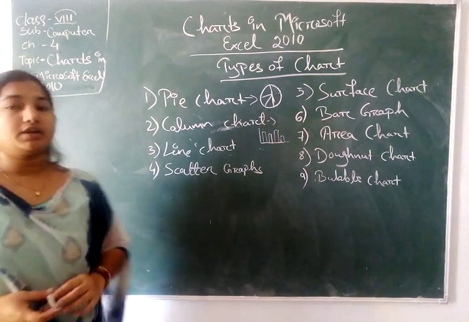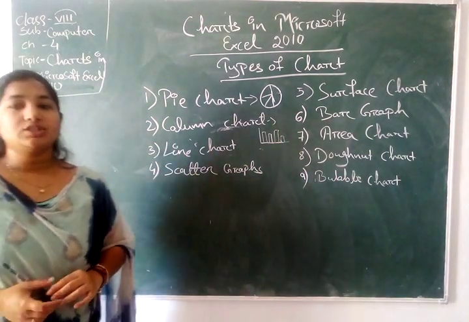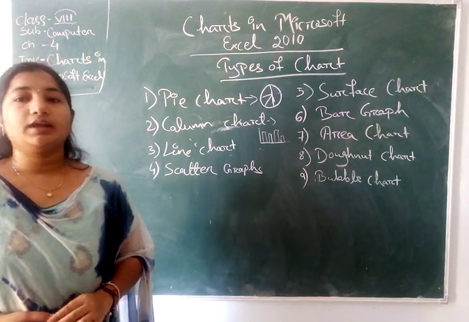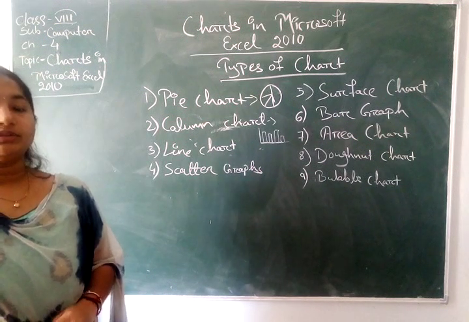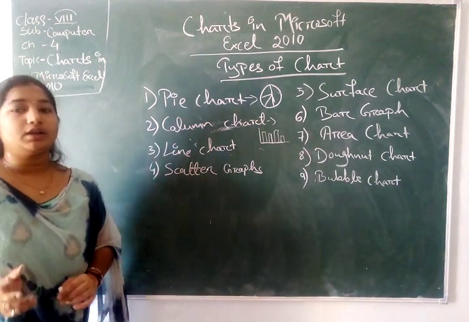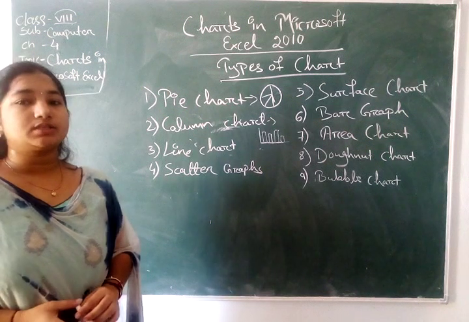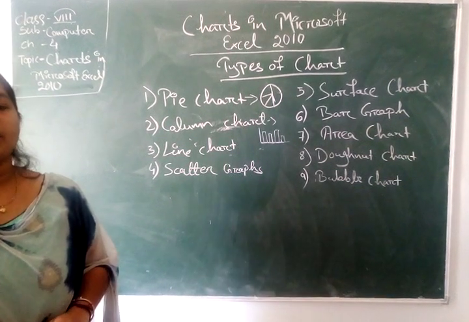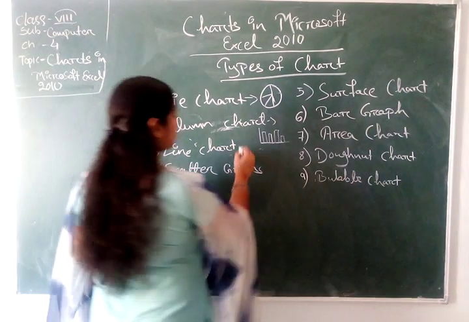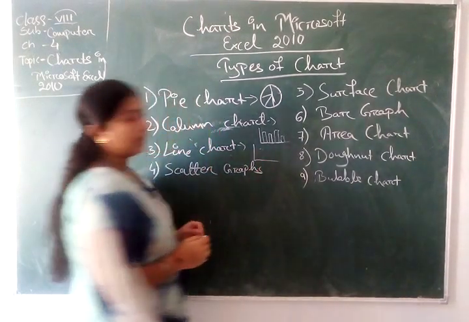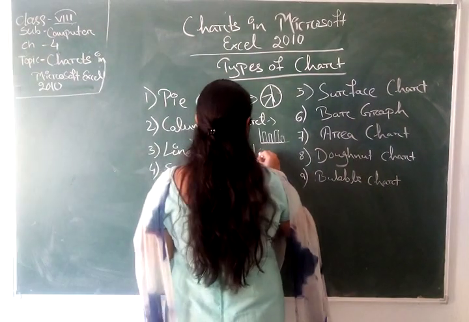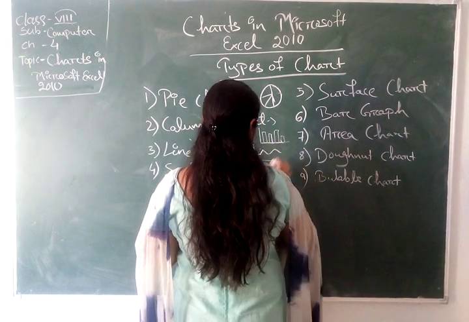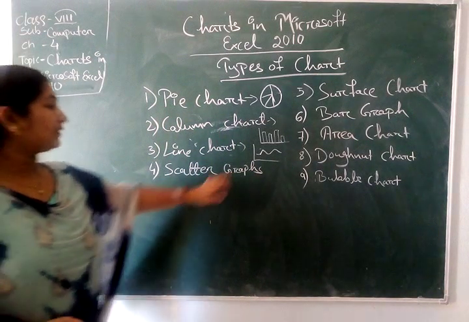So the next one is our line chart. A line chart shows trends in data at equal intervals, and it shows the data in a different style of line varying at equal intervals, and it uses connecting dots to display trends in data over a period of time. So line chart is represented like this.